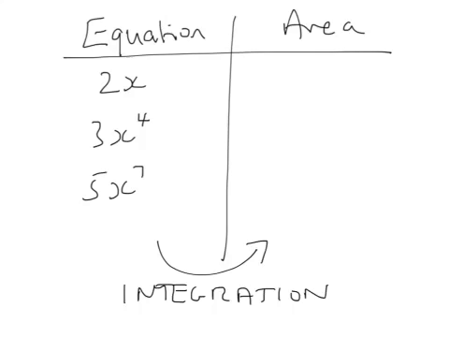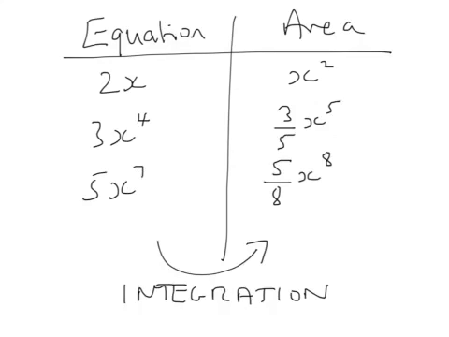So what function could we differentiate to get 2x? Well, it's x squared. What function could we differentiate to get 3x to the power 4? It's 3/5 x to the power 5. What function would we differentiate to get 5x to the power 7? It's 5/8 x to the power 8. Notice that to check, we need to go this way. Going this way, we're differentiating. Going this way is integrating.